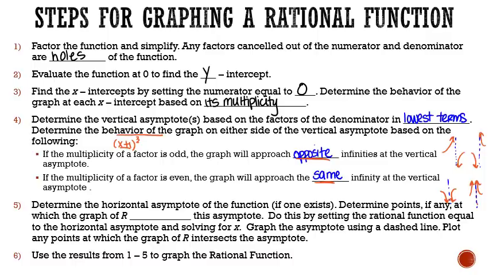Step 5. Determine the horizontal asymptote of the function if one exists. Determine points, if any, at which the graph of R intersects this asymptote. So remember that we can never intersect a vertical asymptote, but we can, in the short term, intersect a horizontal asymptote. So to figure out if we ever do intersect it, you set the rational function equal to the horizontal asymptote and solve for x. You graph the asymptote using a dashed line and then plot any points at which the graph of R intersects the asymptote. And then use the results of steps 1 through 5 to graph the rational function.